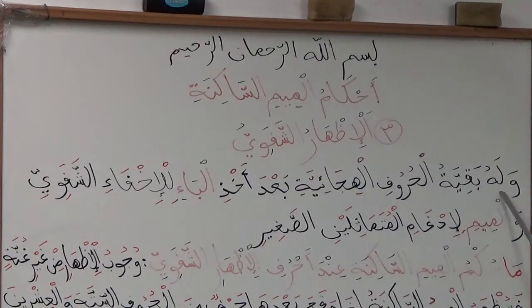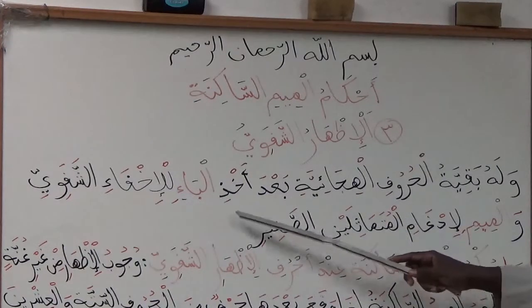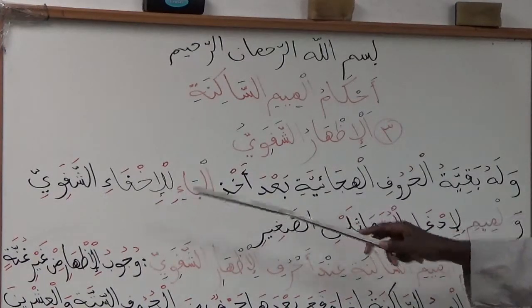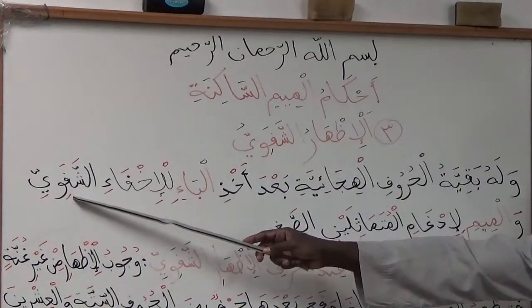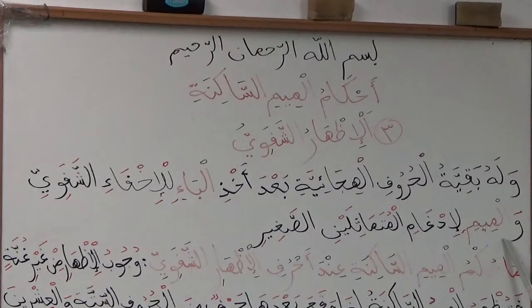And then he says, وَلَهُ بَقِيَّةُ الْحُرُوفِ الْهِجَائِيَّةِ. Naturally, this rule has the rest of the letters of the Arabic alphabet. But when? بعد أخذ الباء للإخفاء الشفوي. After we take ba for the إخفاء الشفوي that you and I know, والميم, and we take mim لإدغام المتماثلين الصغير, for the rule of إدغام المتماثلين الصغير.